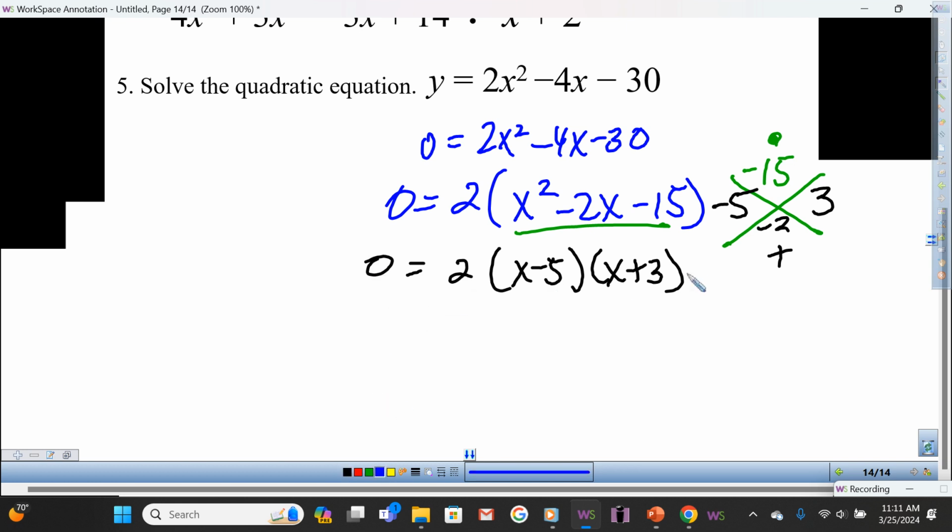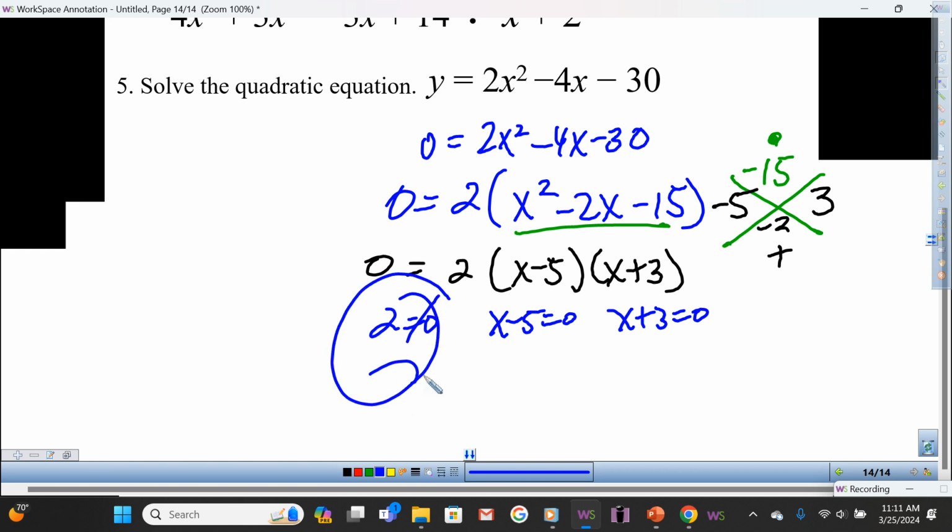Set each one equal to 0. x minus 5 equal to 0. x plus 3 equal to 0. So, this is not true: 2 is not equal to 0. So we cancel that. Plus 5 plus 5, we end up with x equals 5. Minus 3 minus 3, x equals negative 3.